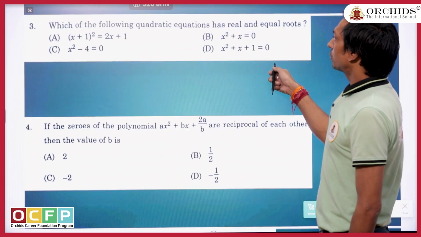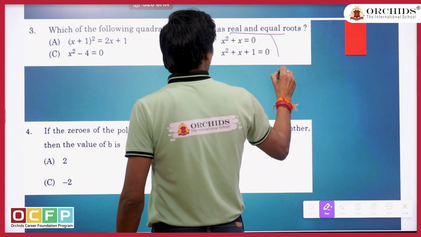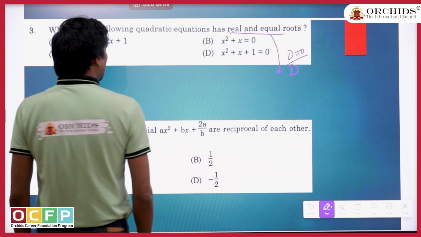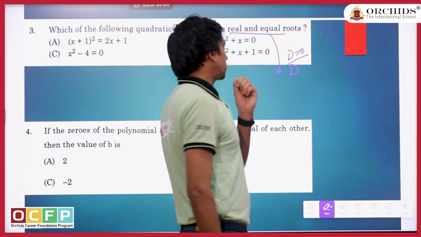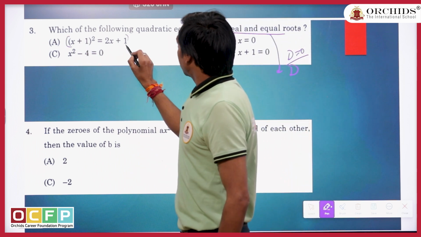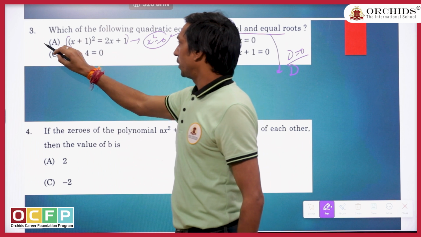Next. Which of the following quadratic equations has real and equal roots? Real and equal roots means the discriminant D should be equal to 0. We will check that, but anyways, directly also we can comment on this particular question, in which case we'll have equal roots, right? If you expand this first equation, you will get x square equal to 0, and this is the case where you will get your equal roots, that is what?